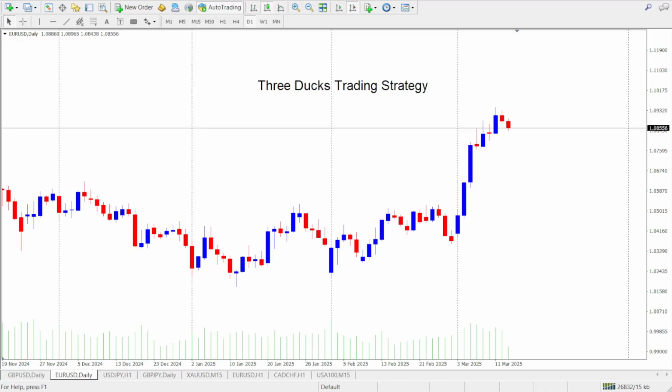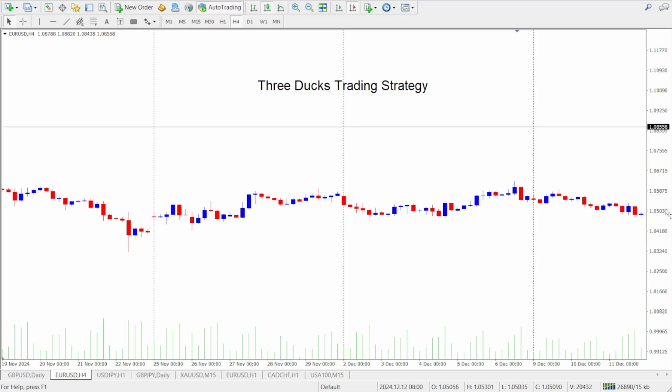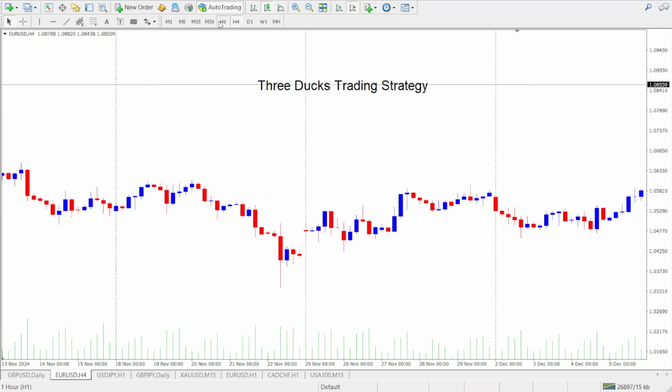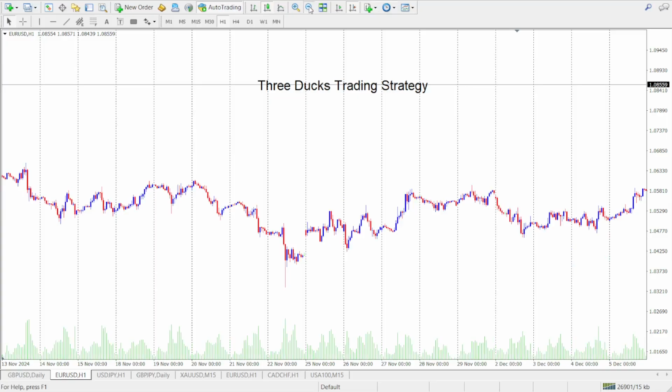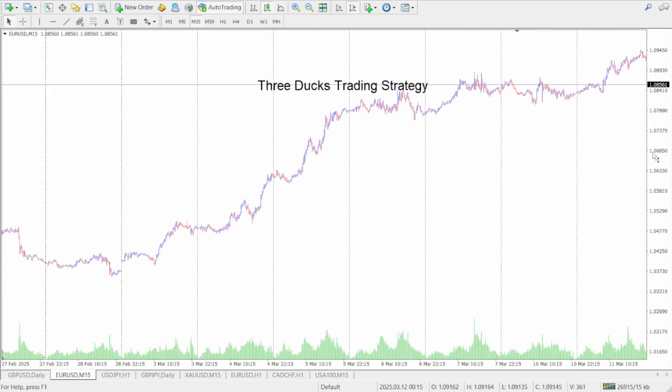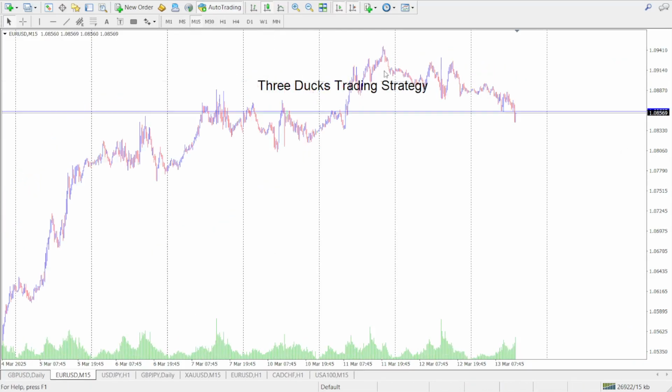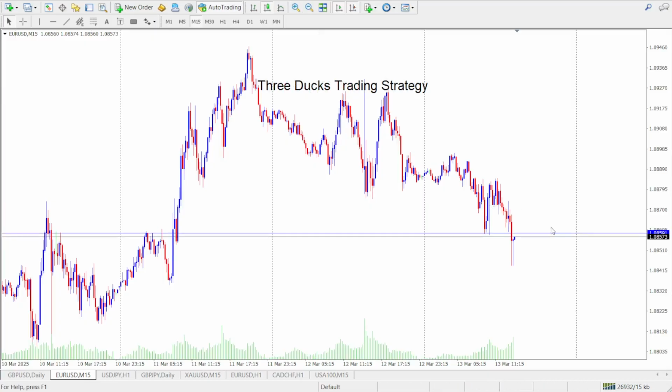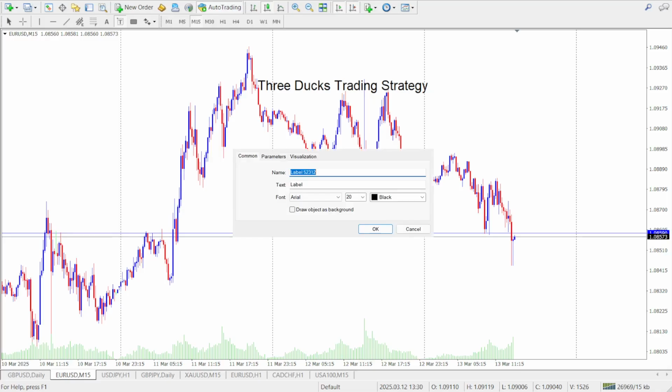The time frames used in this strategy are: the higher time frame is the 4-hour chart, the mid-range time frame is the 1-hour chart, and the lower time frame is the 5-minute or 15-minute charts. Now, by checking these three charts before entering a trade, you can avoid false signals and focus only on high probability trade setups.